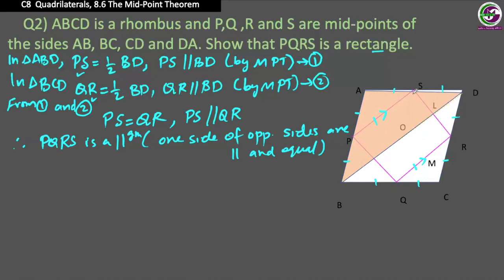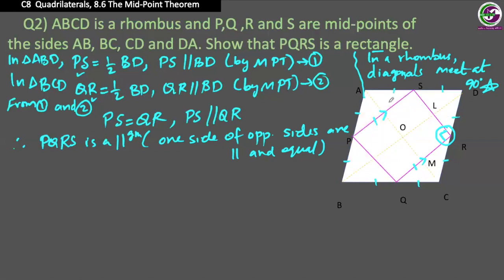Now we have to find if it is a rectangle. A parallelogram is a rectangle if one of the angles is 90 degrees. So we are going to prove one angle is 90 degrees. Before we prove this, first we have to consider that in a rhombus, diagonals meet at 90 degrees. That is an important fact about a rhombus, and a square too: diagonals meet at 90 degrees. For that, we consider the quadrilateral OMRL.